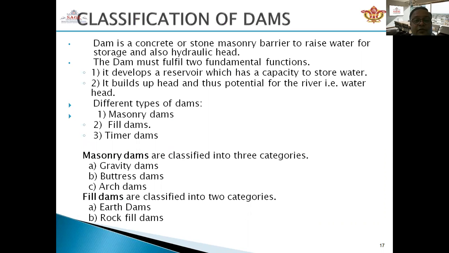Classification of dam. A dam is a concrete or stone masonry barrier to raise water for storage and also the hydraulic head. The dam must fulfill fundamental functions: it develops a reservoir which has a capacity to store water, and it builds up a head and thus the potential for the river water head. Different types of dams are masonry dams, fill dams and timber dams. Masonry dams are classified into three categories: gravity dams, buttress dams, arc dams. Fill dams are classified into two categories: earth dams and rock fill dams.